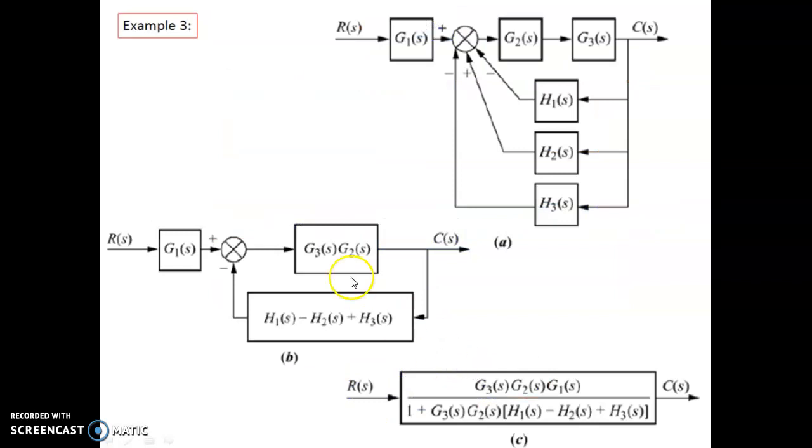So another example, you can see the question. So we are having many feedback lines. So this can be merged into a single block, right? Minus H1 plus H2 minus H3, right? Then internal feedback loop, then that will be multiplied with this G1. So you will get this transfer function.